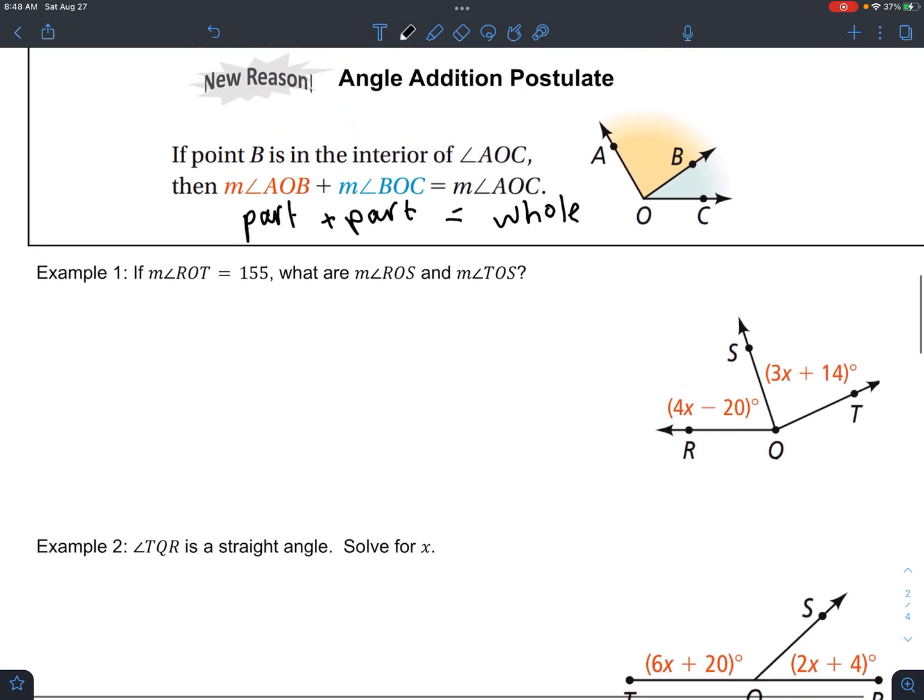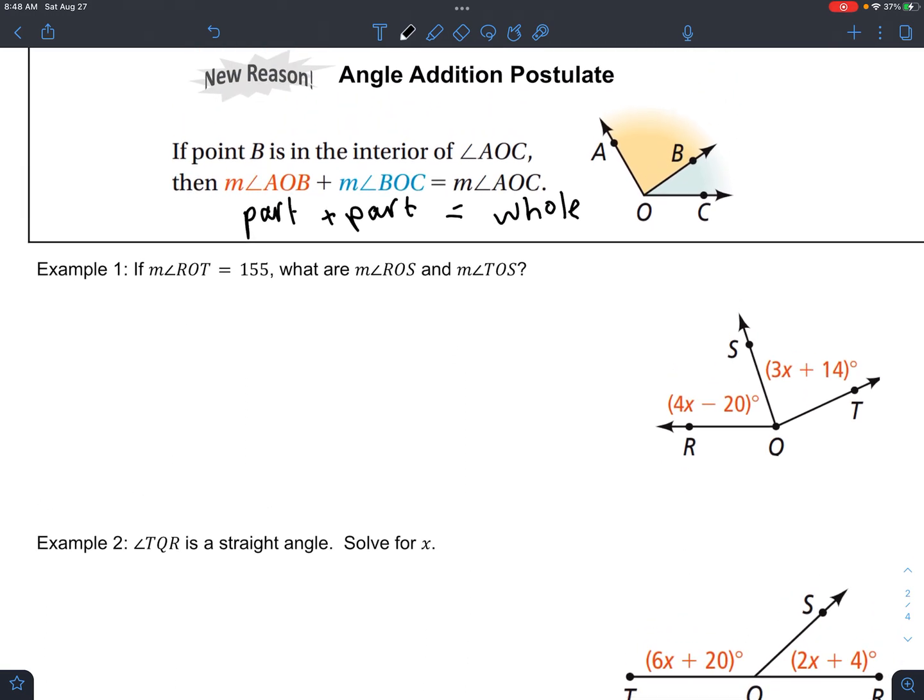So let's take a look at some examples that practice that. When you see angles like this that are touching, and it's asking about the others but gives you ROT, it's probably safe to say you're going to use the angle addition postulate. This whole angle, ROT, is made up of two smaller angles, ROS and TOS, or SOT, whatever. So then you just plug in.